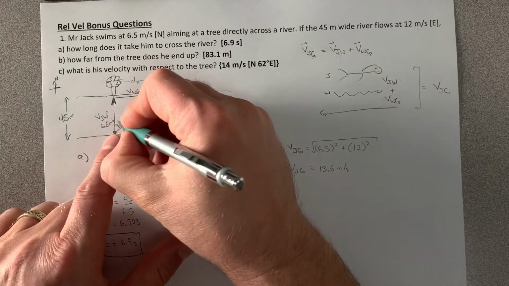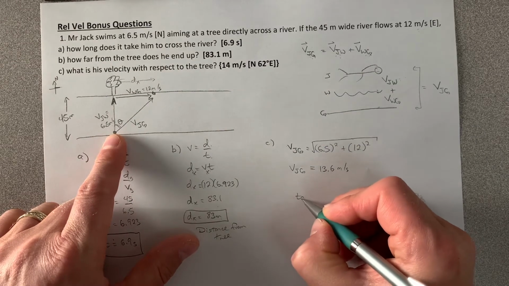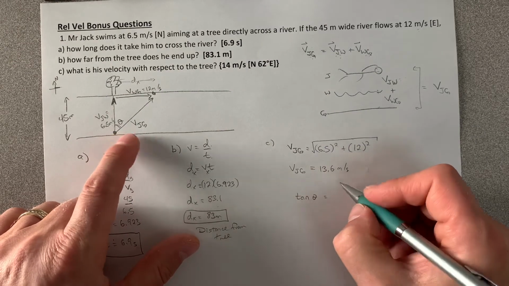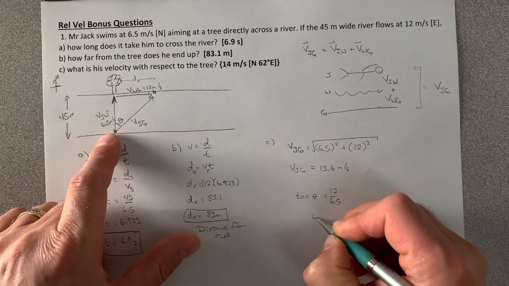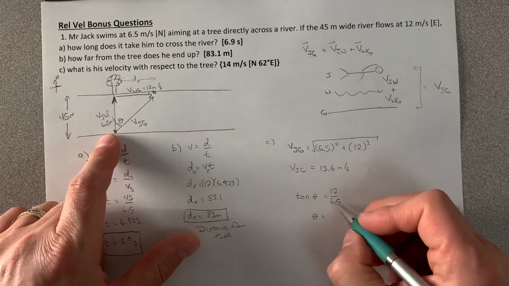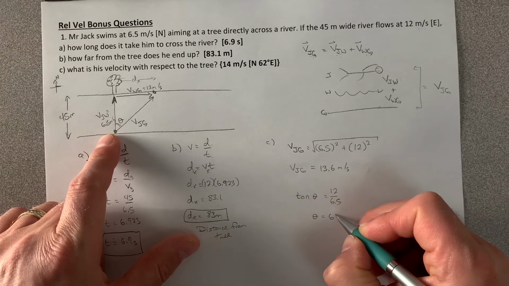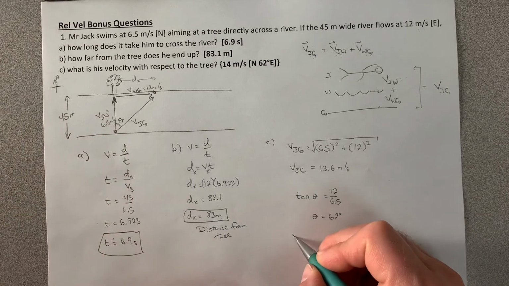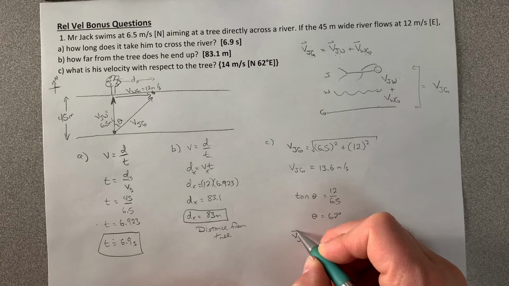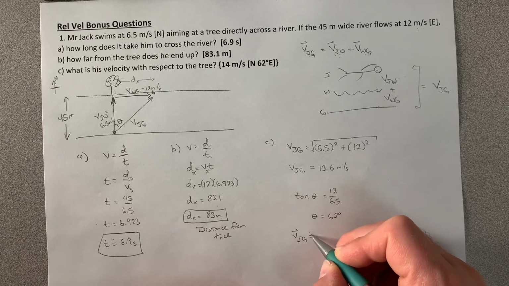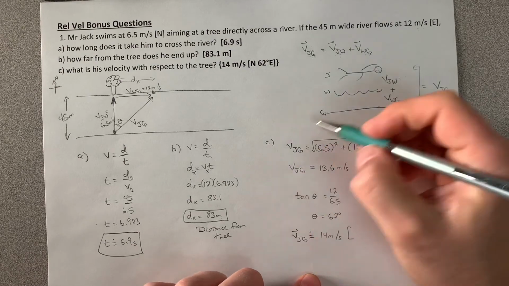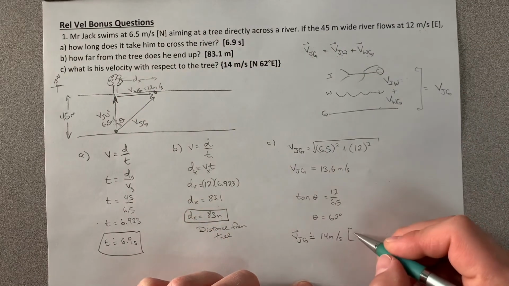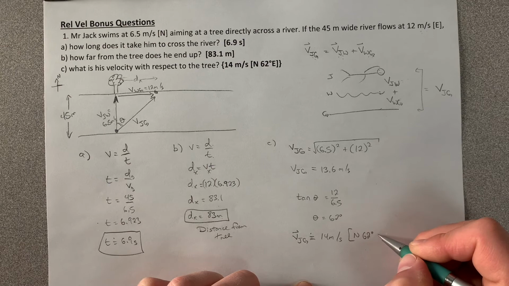We also need to find out this angle right here. Opposite over adjacent. This is about 62 degrees. So VJG as a vector is approximately 14 meters per second. So that's for sig digs. We could say north, 62 degrees east.